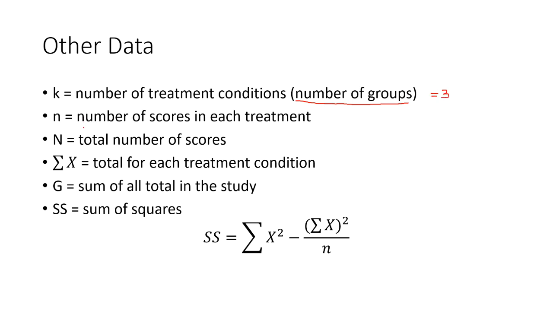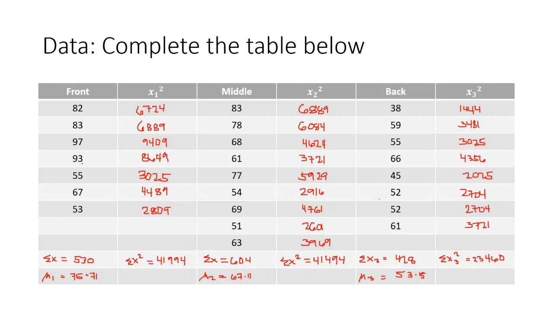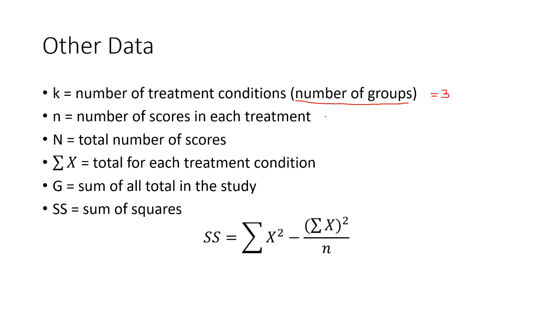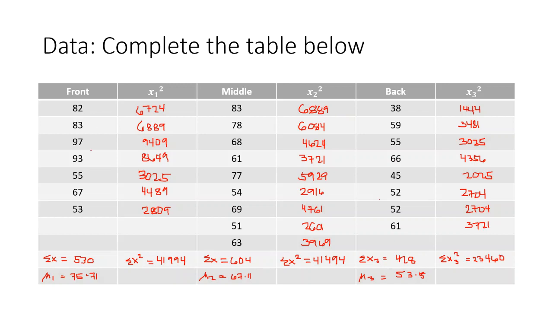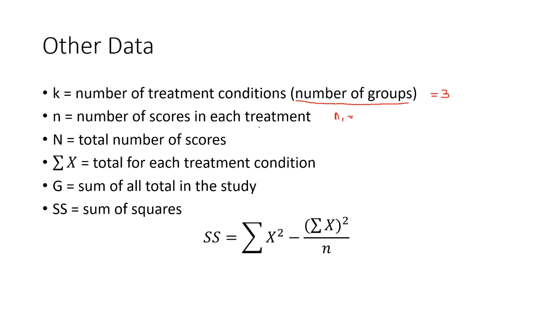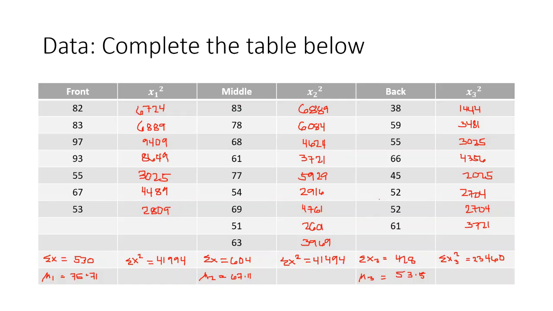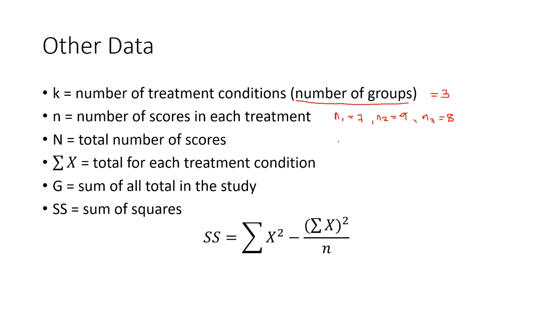Now for the n, number of scores in each treatment. Since we have different numbers of data for the front, middle, and back, we also have 3 different n's. We have n sub 1, that is equivalent to 1, 2, 3, 4, 5, 6, 7, so 7 data. For n sub 2, we have 9. For n sub 3, we have 8. So these are the number of samples. So those are the n's.